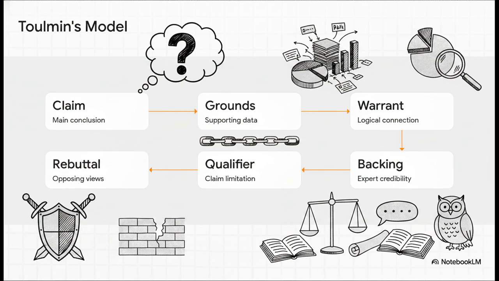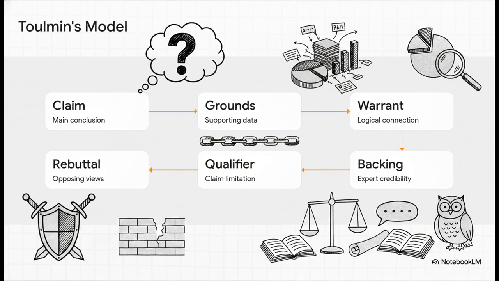First step is your claim. That's the ultimate conclusion you want accepted. Second, the grounds. This is your undeniable data and facts. Third is the warrant, which is basically the glue explaining why your data proves your claim. Fourth is backing, where you bring in research or expert credibility to strengthen that warrant.